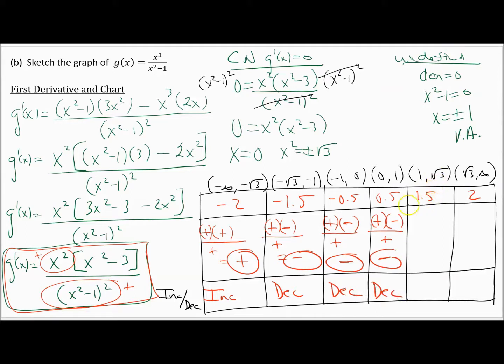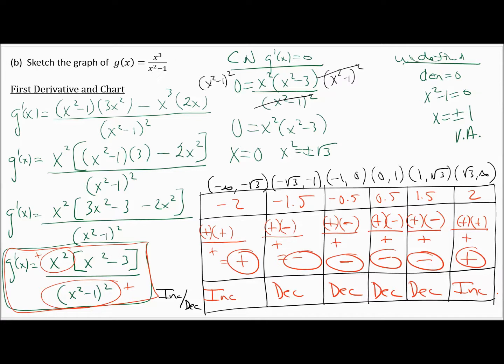All right, plug in 1.5 and I square it, and that's positive. Plug in 1.5 squared right here and subtract 3, that's negative. Denominator is always positive. That's going to give me a negative overall, so I'm decreasing once again. Finally, plug in 2. 2 squared is positive. 2 squared here is 4 minus 3, which is positive. 2 squared minus 1 and all squared is positive. All those positives give me a positive overall, so I'm back to increasing.